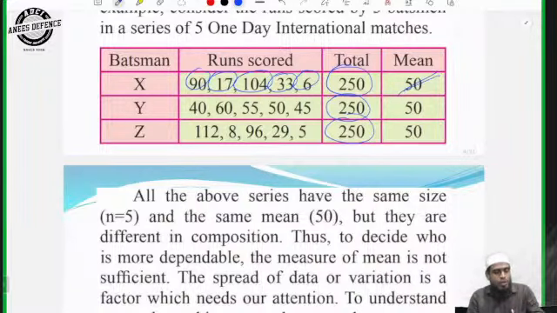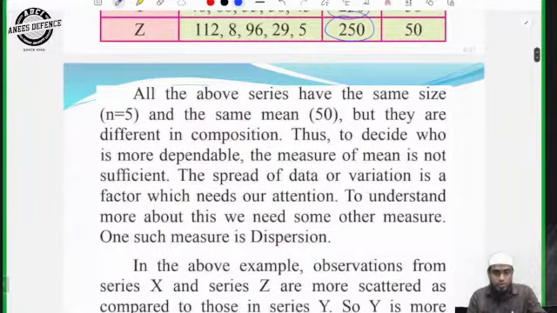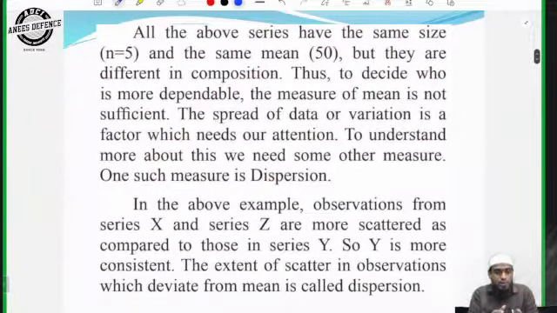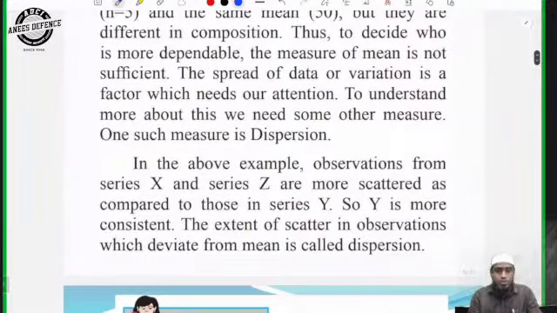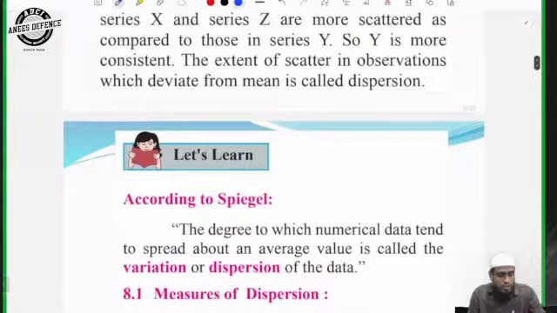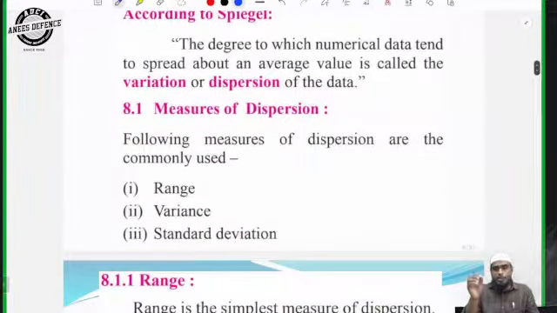So therefore we are going for the terminology dispersion. From the mean value, what is actually the variation? That is represented as dispersion or measure of dispersion. From a mean value, how our data is deviated from its mean value is represented as dispersion. Related to dispersion, there are three terminologies we are using. First one is range, second one is variance, and third one is standard deviation.